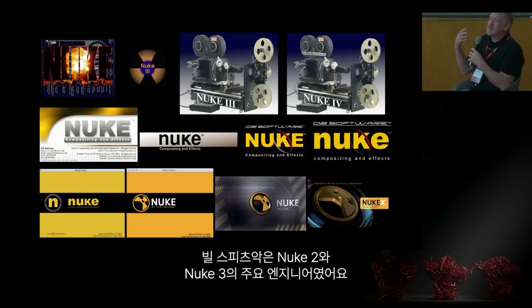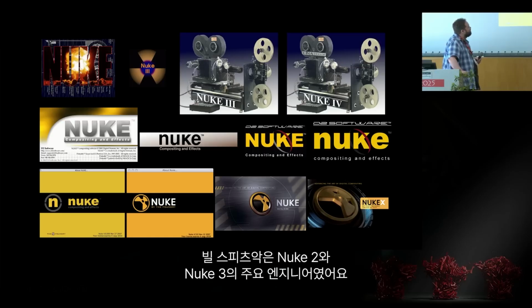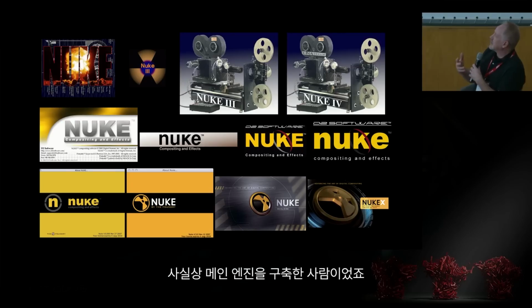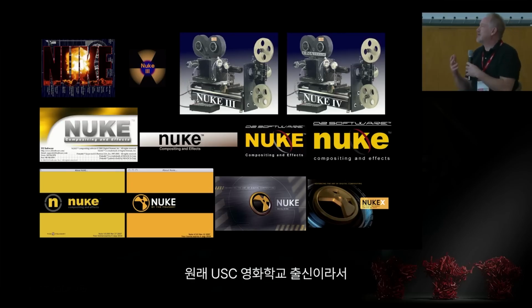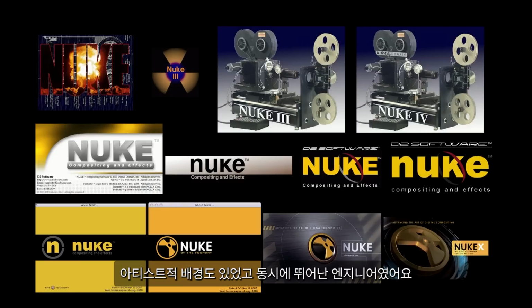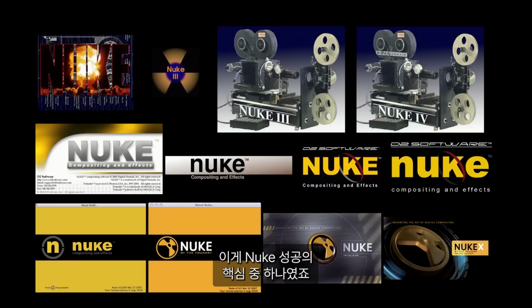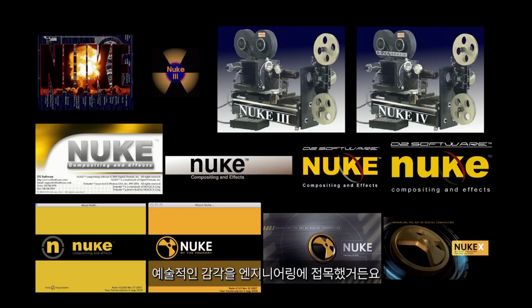Right. So Bill Spitzak was the primary engineer behind Nuke 2 and Nuke 3, and really built the main engine. He went to USC film school, so he had an artistic background as well as being an amazing engineer. And that's one of the key things that made it successful, is he was able to take that artistic ability and apply it. Yeah. I also love these other ones on the other side, which are slight variations of the same thing, obviously Nuke 3 and Nuke 4. Mm-hmm. But that's an optical printer? It is. Imagine. Yeah. I have no idea where that came from.